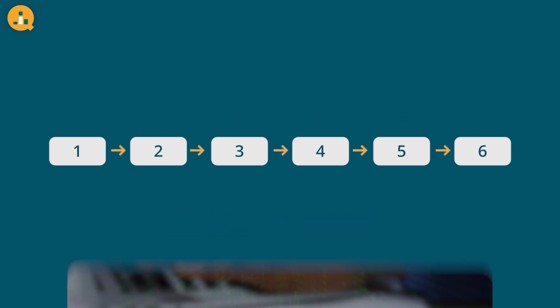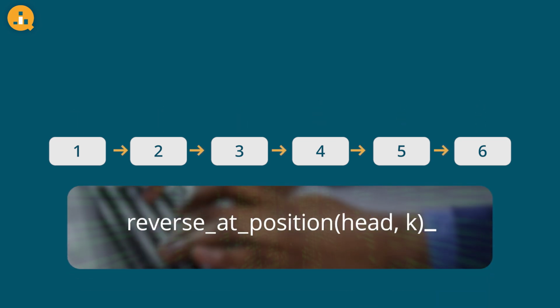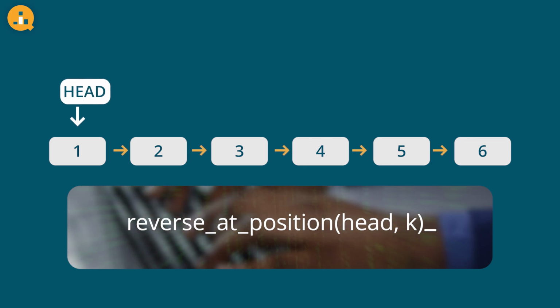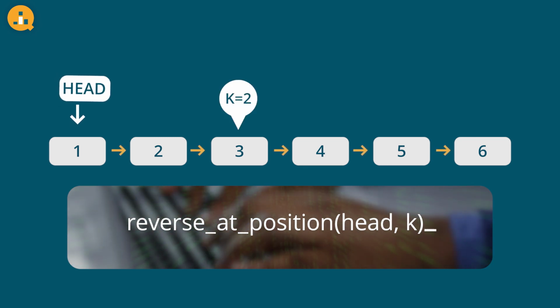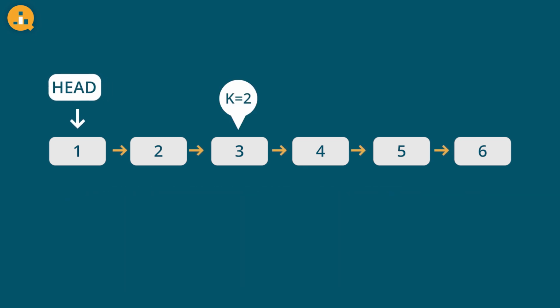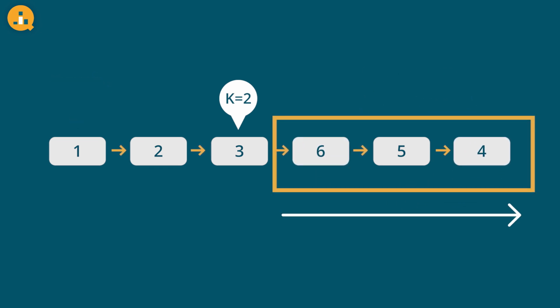What we need to do is write a function, reverse at position, which takes the head of the linked list and the position from where we have to reverse. So it takes those two parameters and it reverses the linked list starting from the index k to the end of the list. And indexing, by the way, starts at 0.